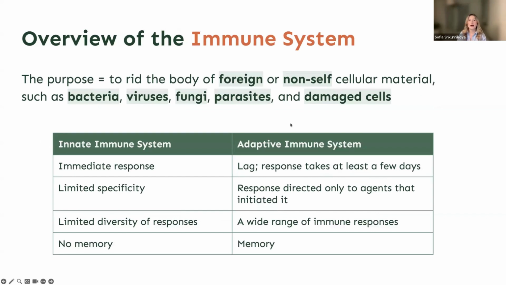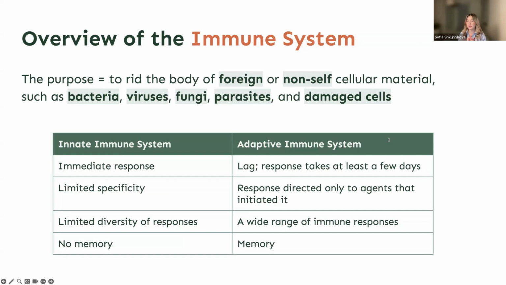An overview of the immune system is very important to have when we talk about chronic inflammation and generally measuring inflammation in your patients. We all know that the immune system has several roles in our body, but its main purpose is to protect us by eliminating foreign or non-cellular material such as bacteria, viruses, fungi, parasites, and also damaged cells. The immune system is divided into two branches: the innate immune system and the adaptive immune system. The innate immune system is the first barrier that any pathogen will encounter.